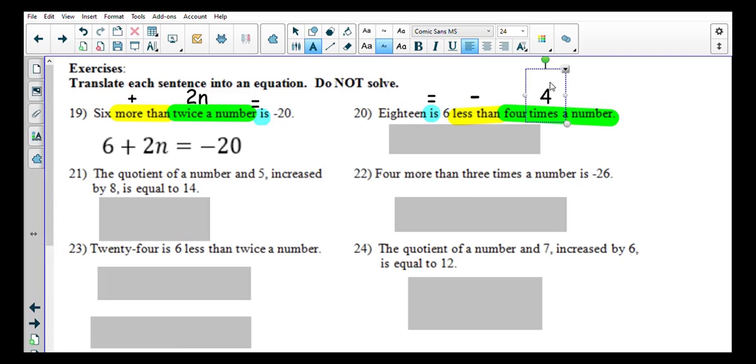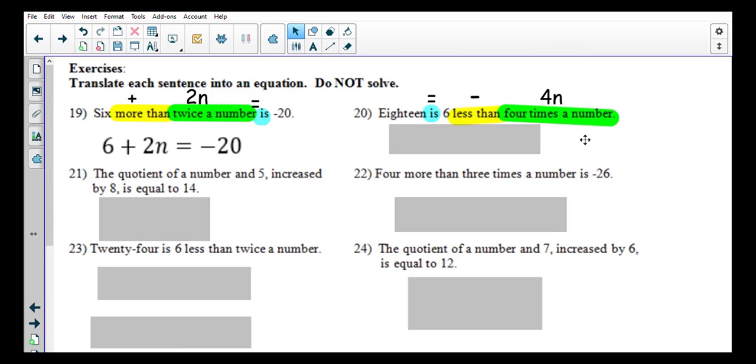Now be careful again because you don't want to write 18 equals 6 minus 4n. Since it's 6 less than 4n, you want to subtract 6 away from the 4n. So 18 equals 4n minus 6. You could also write 4n minus 6 equals 18, but the 6 has to come after subtraction. The 4n is going to come before subtraction.